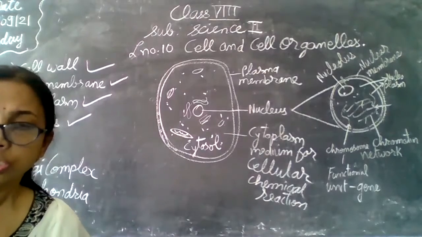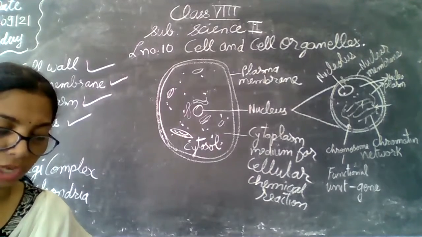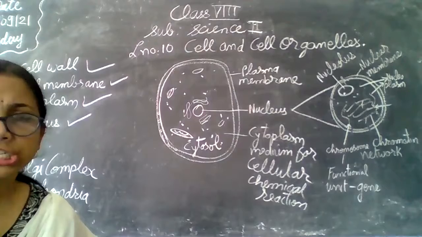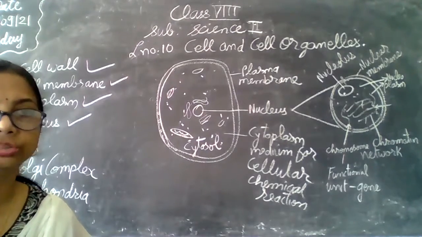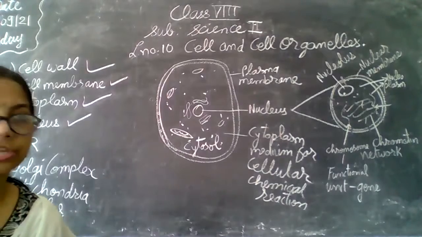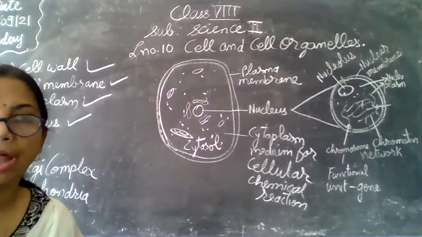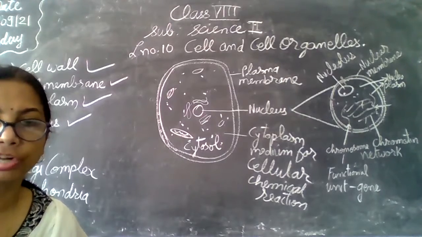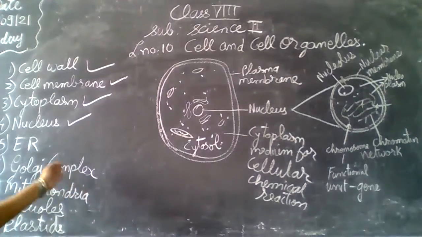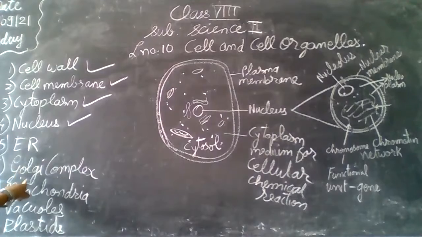Okay, so these are the two important cell organelles. Inside every cell it is found. After cell wall and cell membrane, cytoplasm and nucleus are the next two very important cell organelles. The further cell organelles like endoplasmic reticulum, Golgi complex, mitochondria, vacuoles, plastids will be studied in the next class.